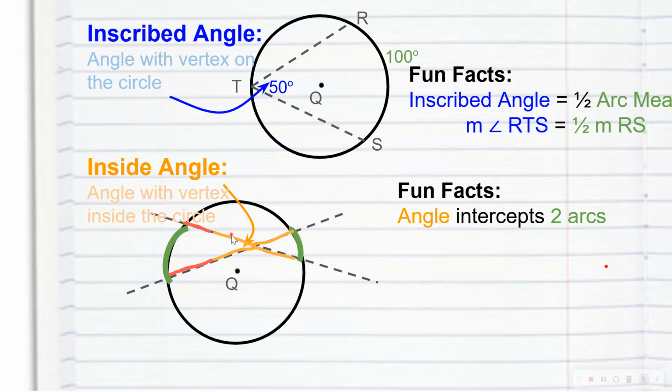So how do you find the measure of the inside angle? What you're going to do is add the 2 arcs and then divide them by 2. So basically you're going to average the 2 arcs. So my inside angle equals 1/2 arc plus arc.